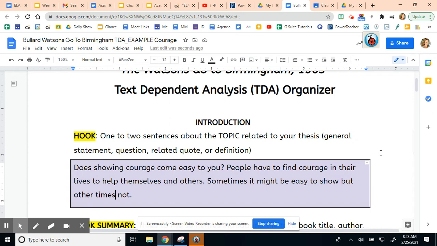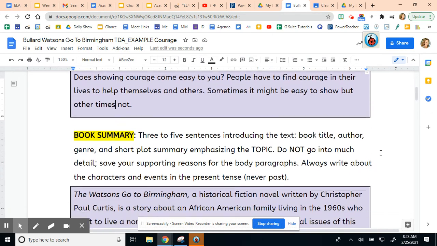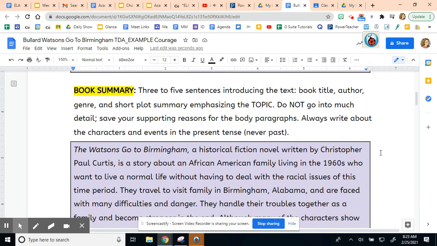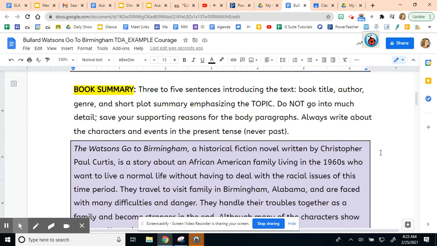Okay, now you've got your hook done. The second part is a book summary. And this is a little bit easier because you've written summaries before. We've practiced this skill in ELA, and you really know this book. So it's going to be pretty easy for you to write a short summary of this book.